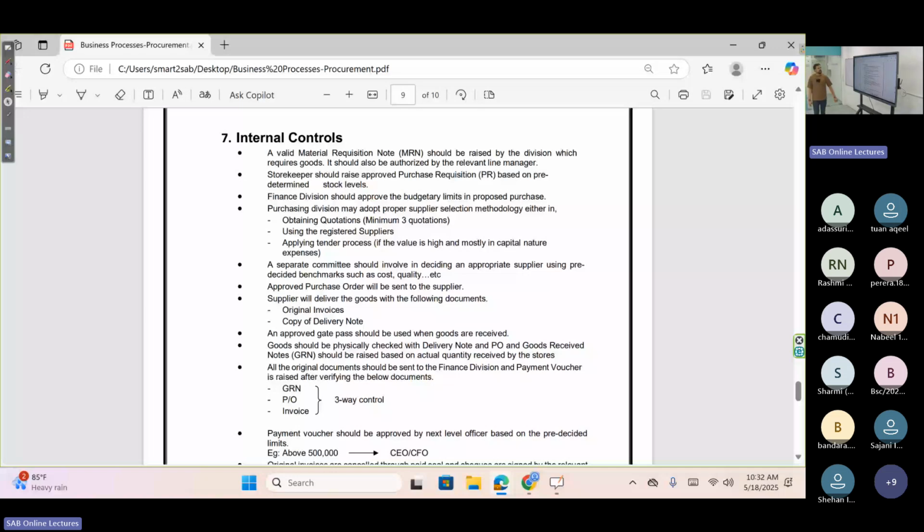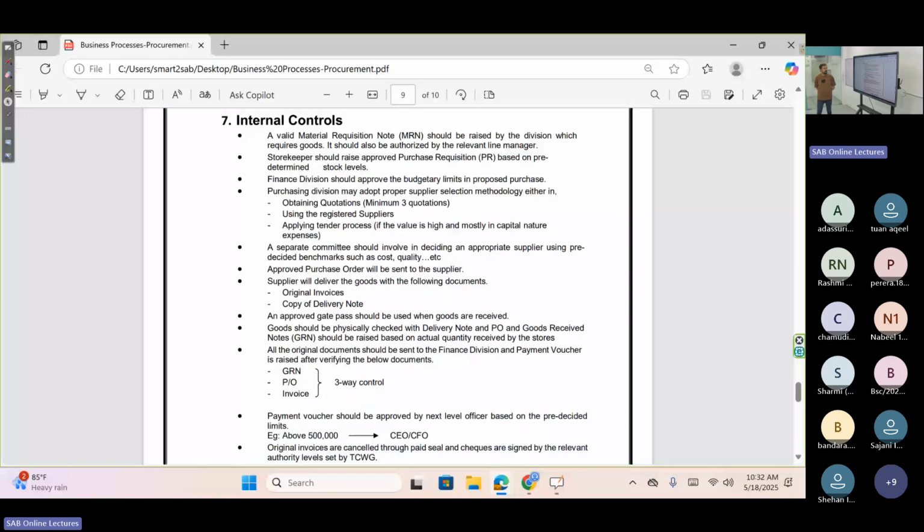In order to prove that, a valid MRN should be raised by the division which requires goods, normally the production department. It should be authorized by the relevant line manager, the production manager. A storekeeper should raise an approved purchase requisition based on predetermined stock level. These are the controls.